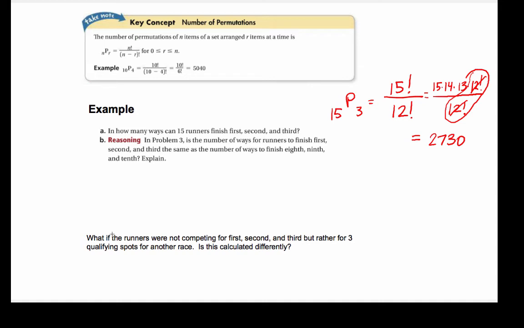All right. Now this last question, a little preview of our next type of counting: what if the runners were not competing for first, second, and third, but rather for 3 qualifying spots in another race?